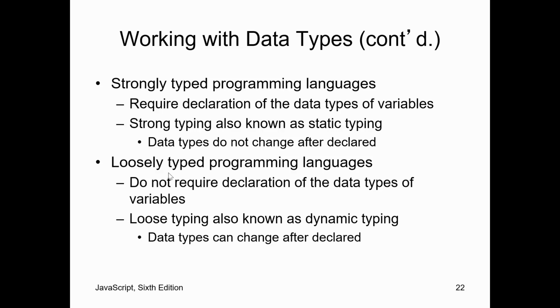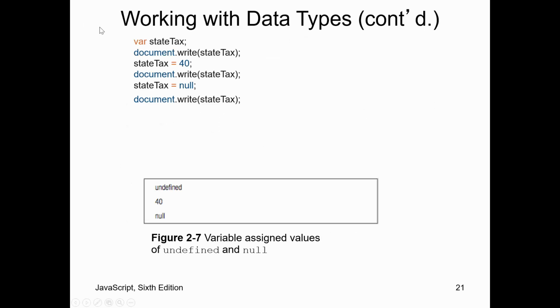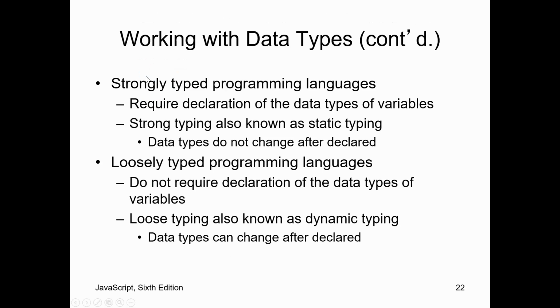JavaScript is what's referred to as a loosely typed programming language. What that means is you can change the type of the data in your program at any time. You saw that right here. It was a number, boom, then we made it null. We could have taken something and made it a number, then in the next line we could make it a Boolean, then in the next line we could make it a string, then in the next line we could make it a number again, etc.